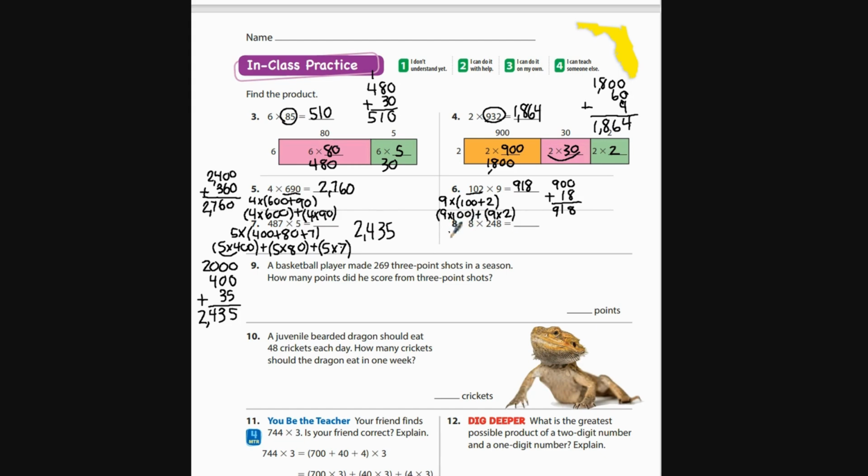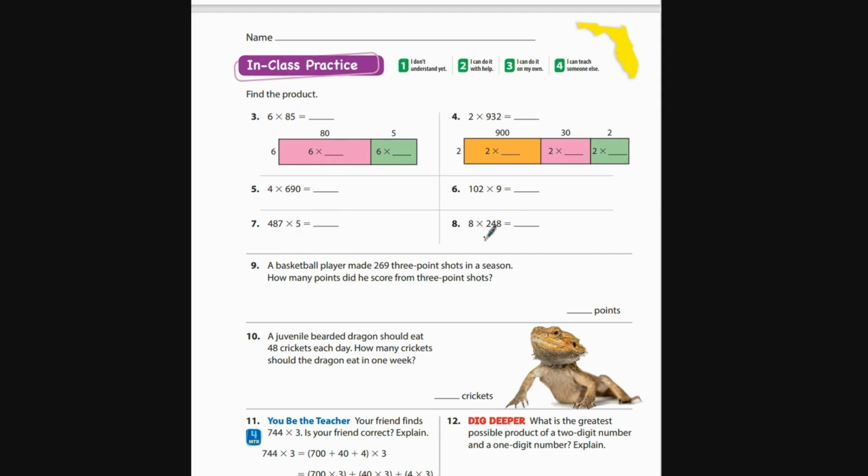Now let's take a look at the last one. 8. Let's start it again. Let me erase some of these things so that we can see it a little bit better. Okay, let's start fresh. Let's start with 8 times 248, and let's expand. What can I distribute that as? Hundreds plus tens plus ones. Let's do it: 200 plus 4 tens, which is 40, plus 8 ones, which is 8.